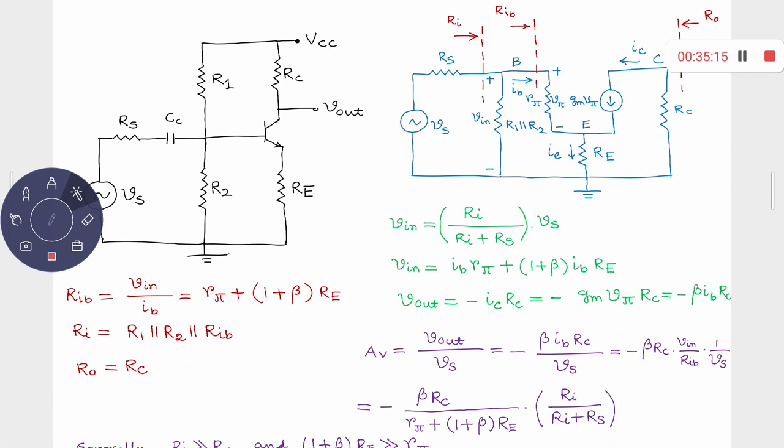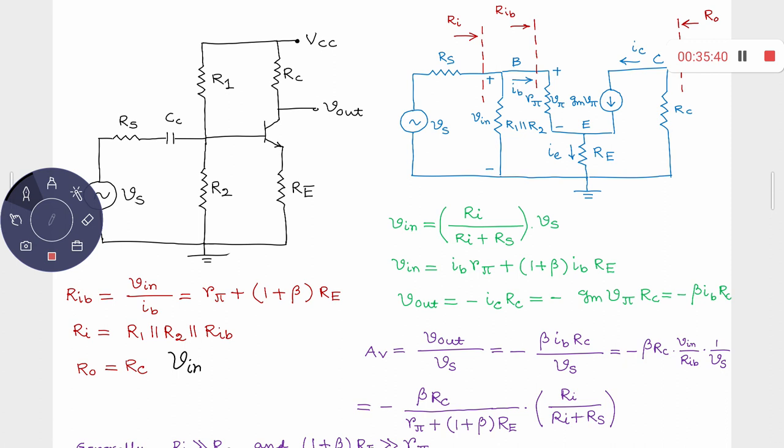That is easy, but how to calculate this? RIB. So this is basically the resistance from here to here. That means what? The voltage at a particular point divided by the current being drawn. So what is that voltage? That voltage is Vin. Right.